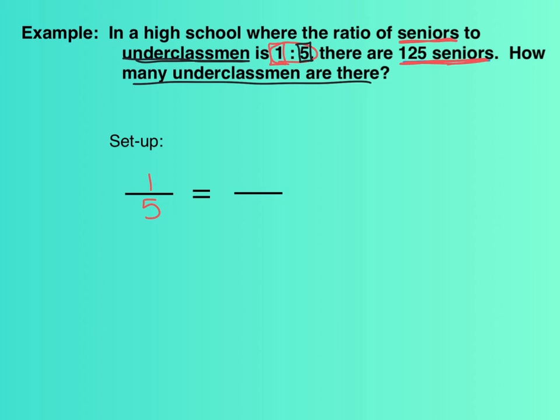Well, again, seniors are both on top, so 1 to 125, and then underclassmen, that's that I don't know, is X. All right. So just so we can kind of compare that, I'll use the same colors I used above right there. And again, it's just cross multiply. Well, that's going to get me then just x equals 625. And then don't forget your label, underclassmen. And underclass just means juniors, sophomores, and freshmen.